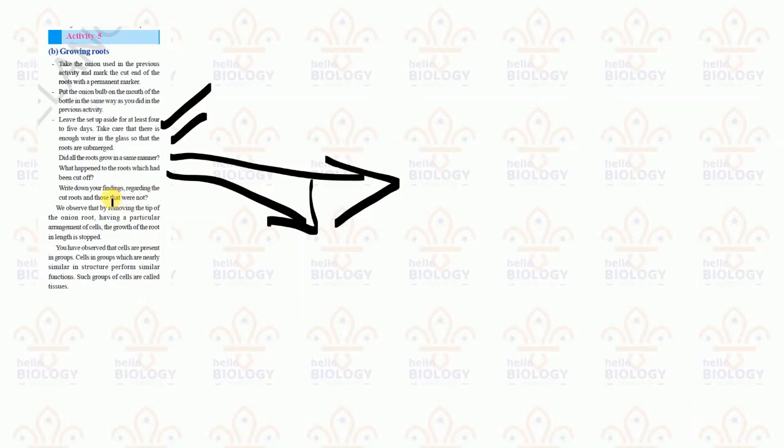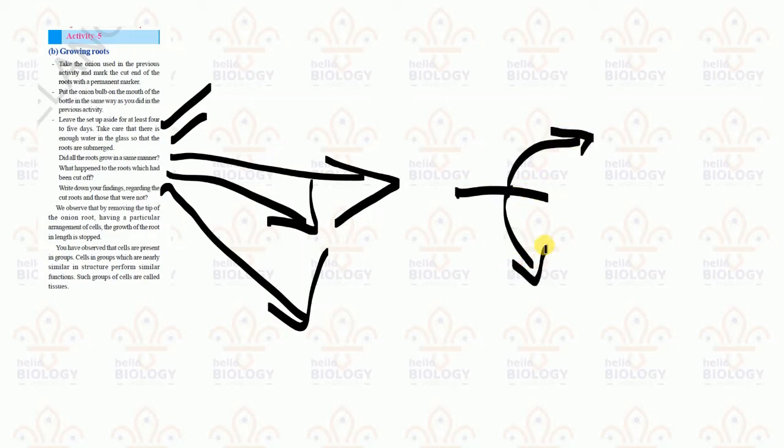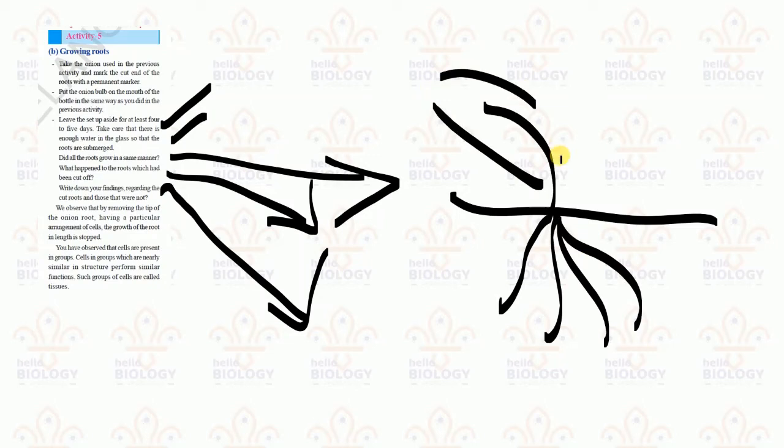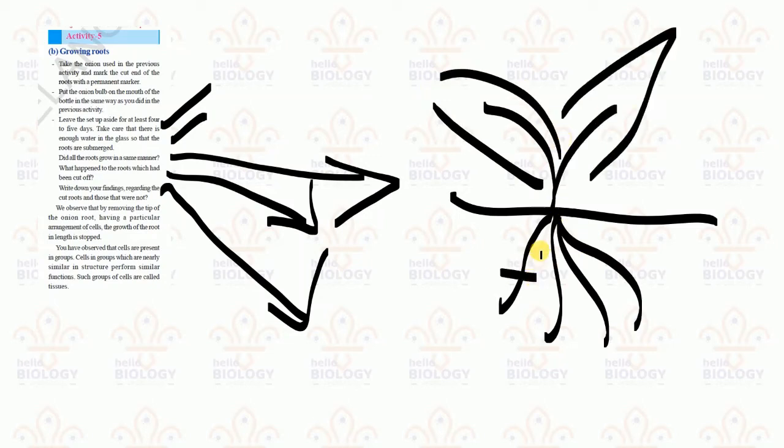Yes, write down your findings regarding the cut roots and those that were not. The roots which are cut down showed side branches also. That means underground roots are there. This is the plant. Here if you cut down, then sideways branches will be coming. So that we need to remember, and this also we need to remember.